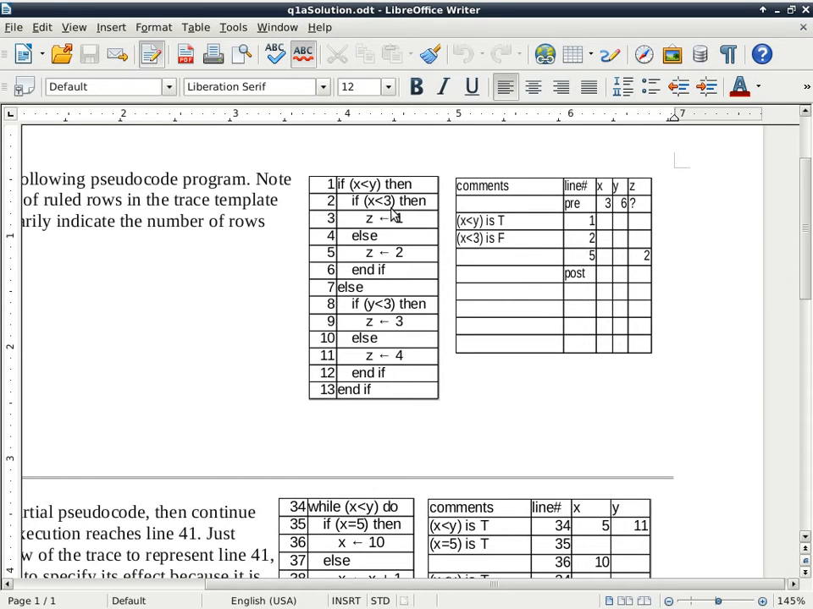Because this condition is false, we cannot execute line 3. We have to skip to line 5. Line 5 executes, and it changes the value of z to 2. When this is all done, we get to the end of the inner conditional statement. But the inner conditional statement is the only statement in the then part of the outer conditional statement, which means there's absolutely nothing to do after that. And that's why we skip all the way to post.